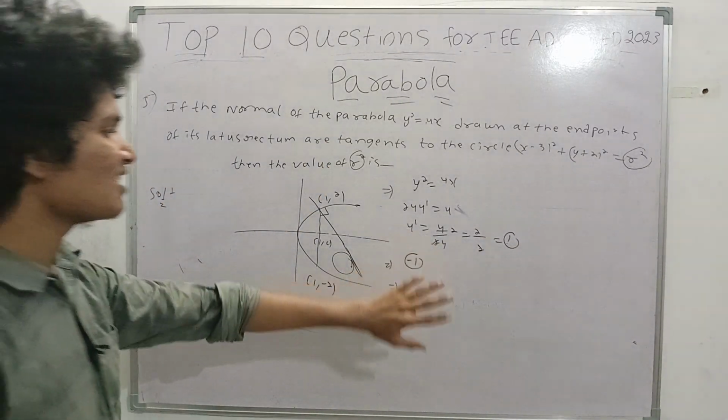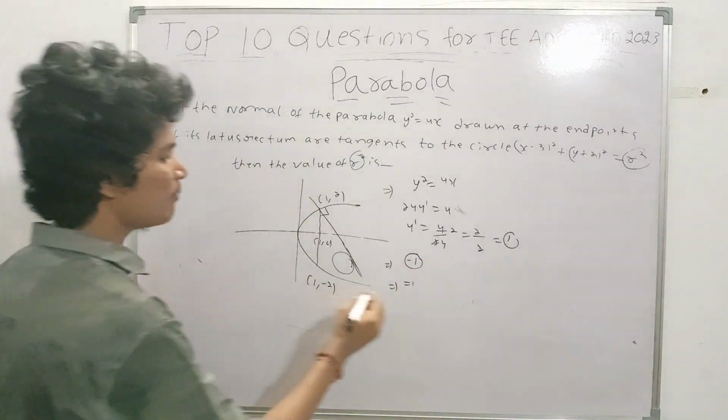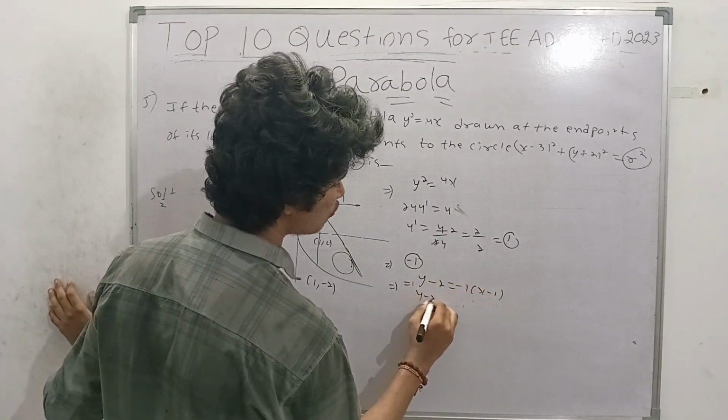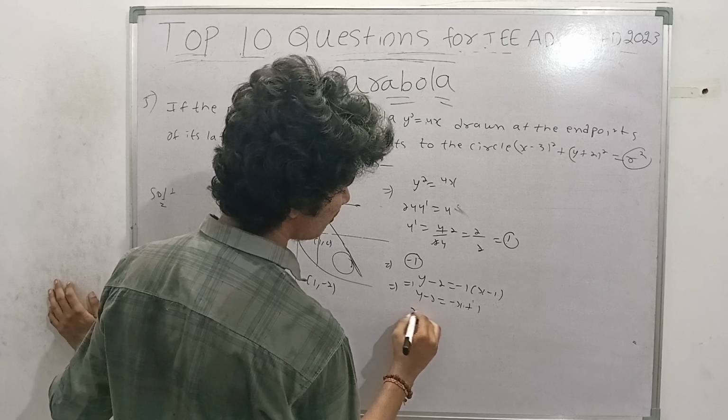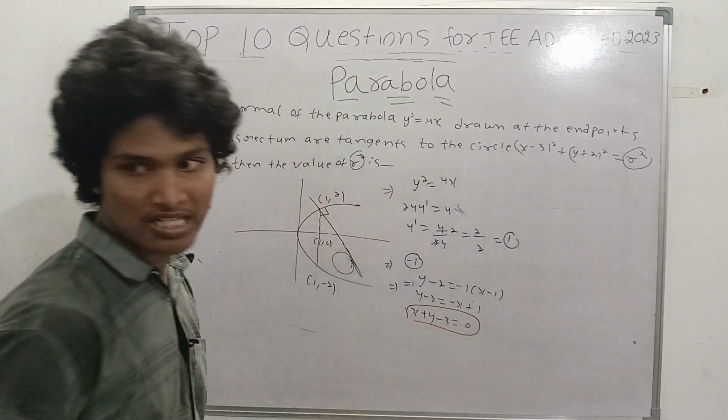It is the tangent slope, and it is the normal slope. So I am writing the equation of the normal. It will be y minus 2 equal to minus 1 into x minus 1. So it will be y minus 2 equal to minus x plus 1, so it will be x plus y minus 3 equal to 0. And we got one equation. It is enough. It is more than enough.